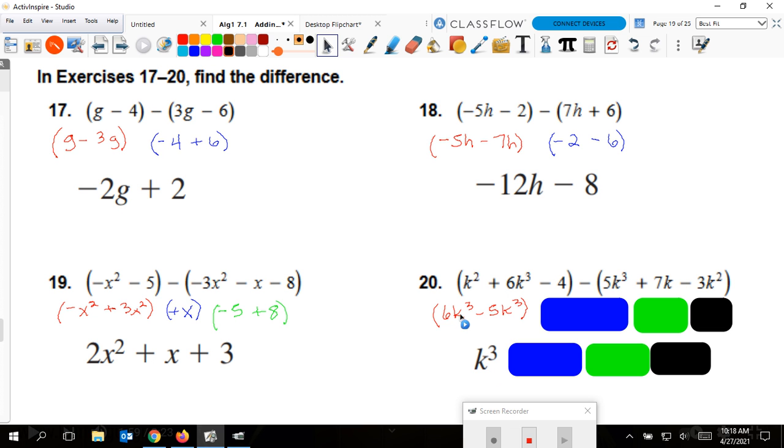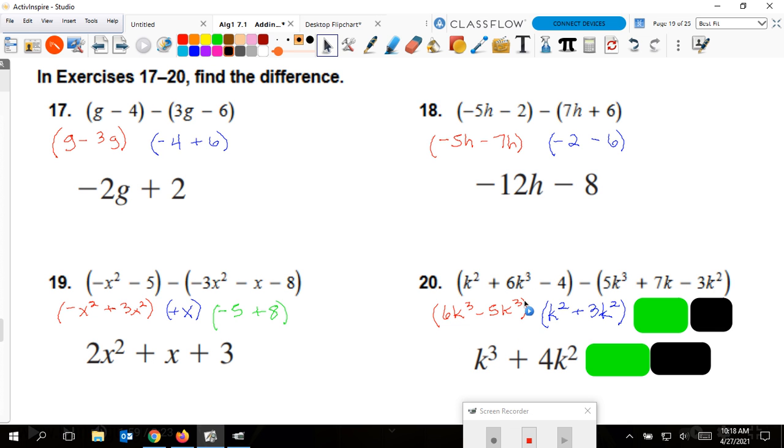K squared, there's a k squared in this first one, and there is k squared in the second one, but it's minus negative 3k squared. So minus a negative will turn this into a positive. So it's going to be k squared plus 3k squared. So your k squareds combined, 1 plus 3 gives me 4k squared.